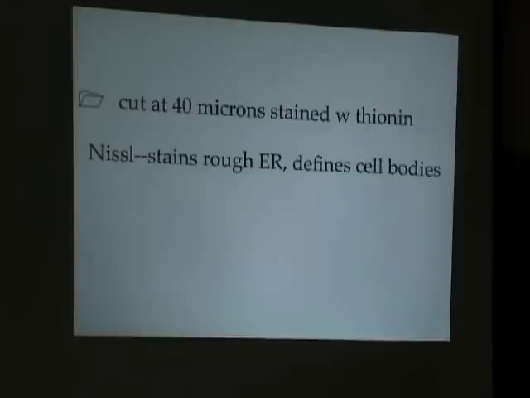Actually, I used to think once upon a time that what we were measuring was the cell bodies, but you can't see the cell membrane with the light microscope. The good news is apparently the rough ER goes right up to the membrane. So we're defining the cell bodies. Okay, so I do want you to tell me what a Nissl stain does.